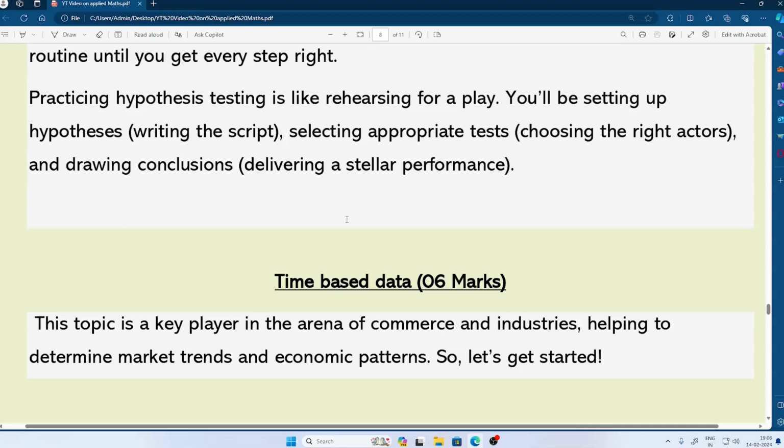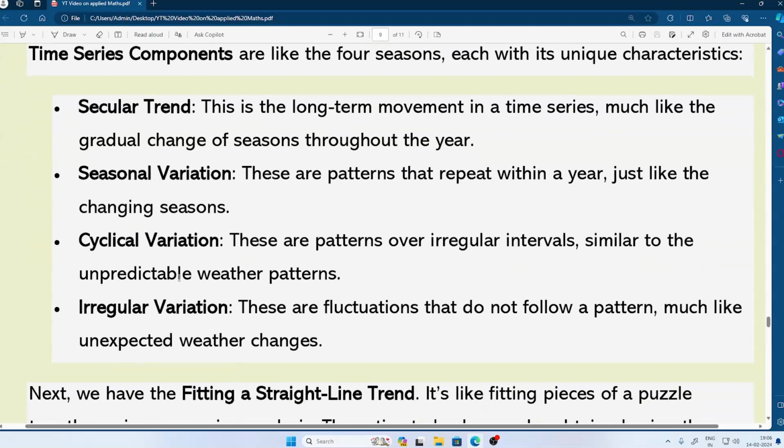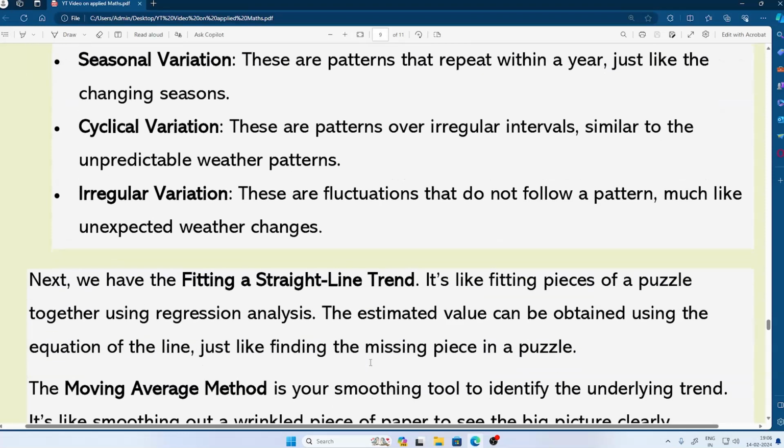Now the chapters we are starting here are very scoring. If a student is scoring say 24 or 30 marks out of 80, it will be done from here. She doesn't know anything, but time-based data, which is actually moving average, has parts. You must know what is trend, secular trend, seasonal trend, cyclical variation, irregular variation. Then fitting of a straight line, a very good question can be asked.